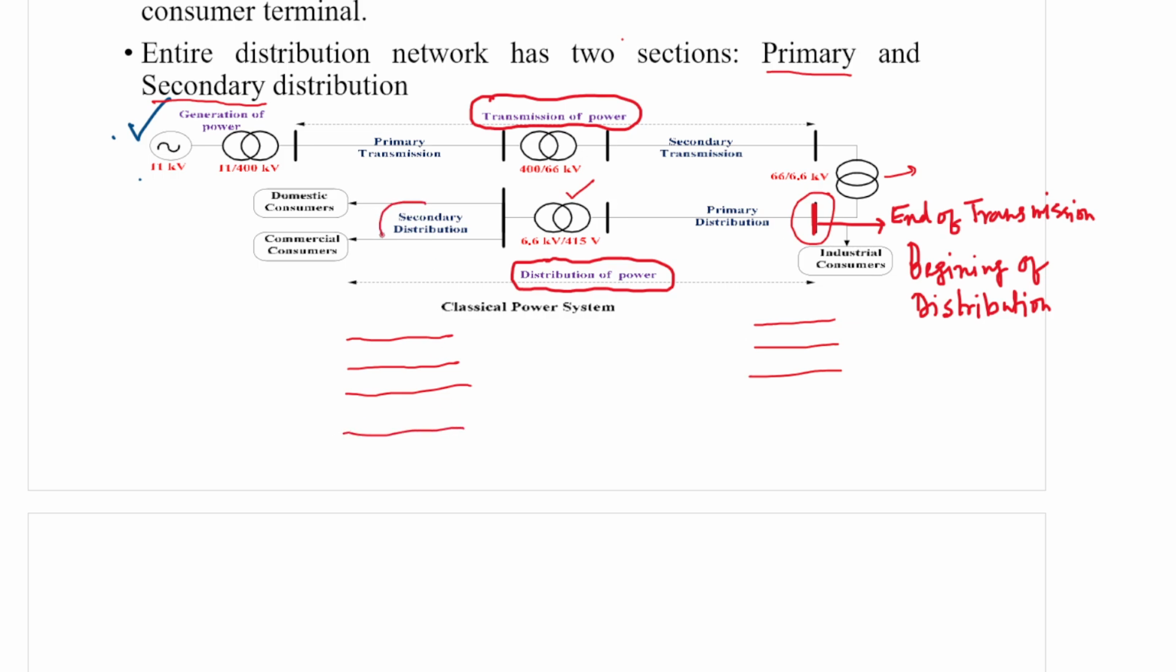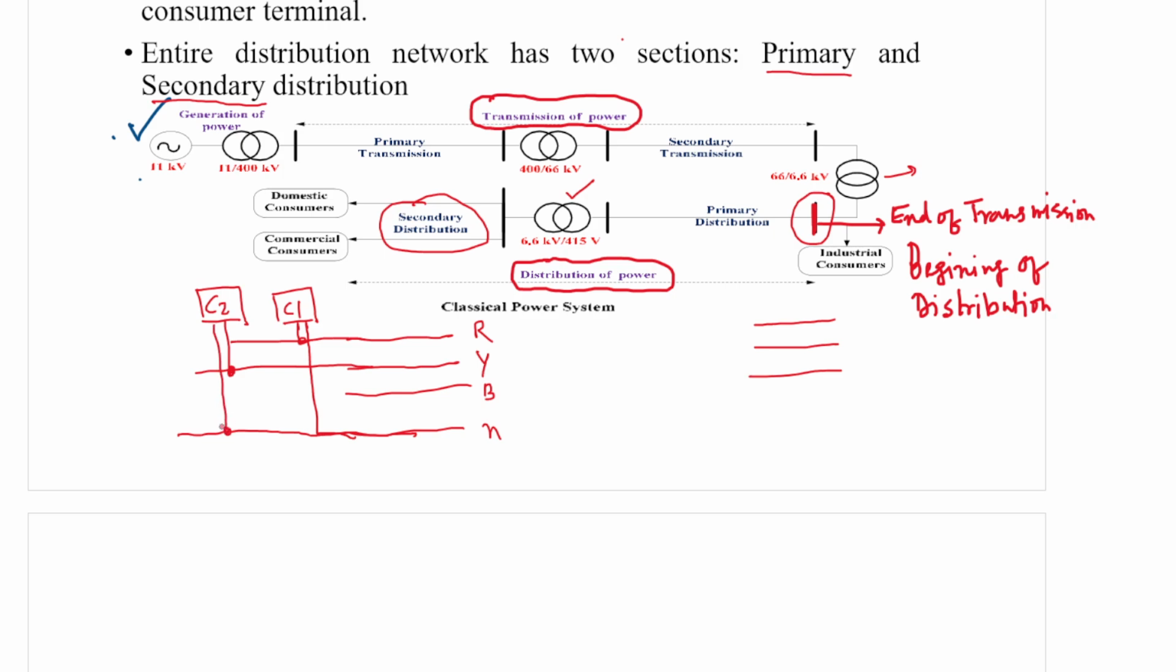So in the secondary distribution part, we have a 4-wire system: phase R, phase Y, phase B, and the fourth wire is the neutral. Now suppose here we have a domestic consumer, consumer 1. That consumer is getting single phase supply from R phase and neutral. In this way, another consumer 2 is getting another single phase supply, from Y phase and neutral.